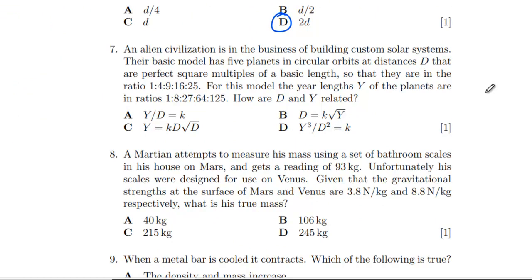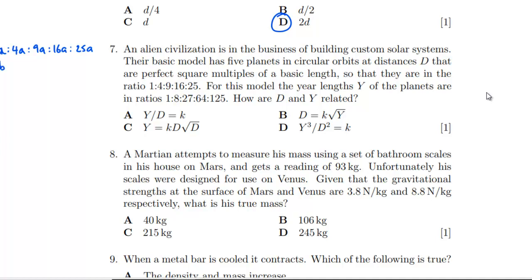Right, an alien civilization is in the business of building custom solar systems. Their basic model has 5 planets in circular orbits at distances d that are perfect square multiples of a basic length. So, okay, 1, 4, 9, 16, 25. For this model, the year lengths of the planets are in those ratios. How are D and Y related? So if we're saying that D is going to have some multiple in there, A, 4A, 9A, 16A, 25A. That's what's going on with D.